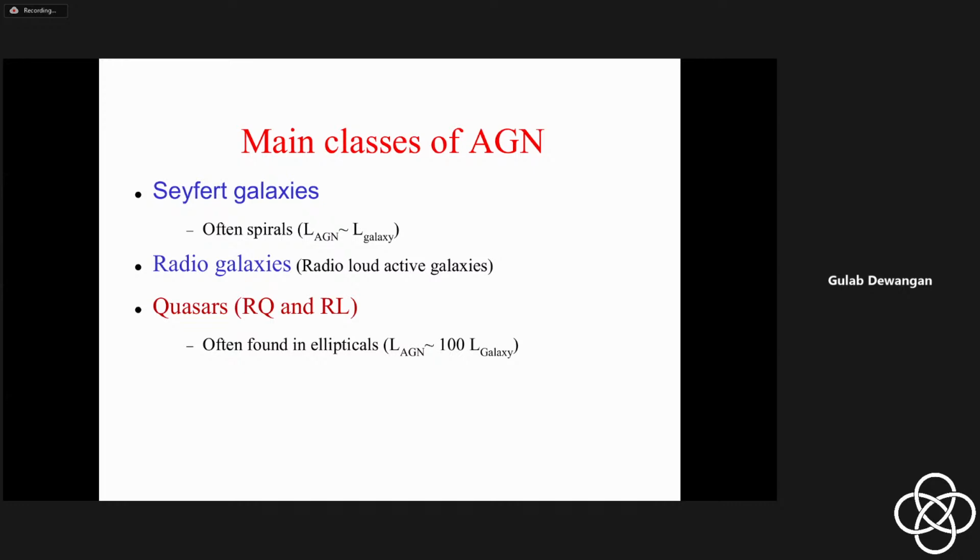Then we have quasars. These can be radio quiet as well as radio loud. They are often hosted in giant elliptical galaxies, where the luminosity of the nucleus itself can be about 100 times the luminosity of the entire galaxy. So the quasars are the most powerful active galactic nuclei, and as you see here, they are much more powerful compared to the AGNs in Seyfert galaxies and radio galaxies.